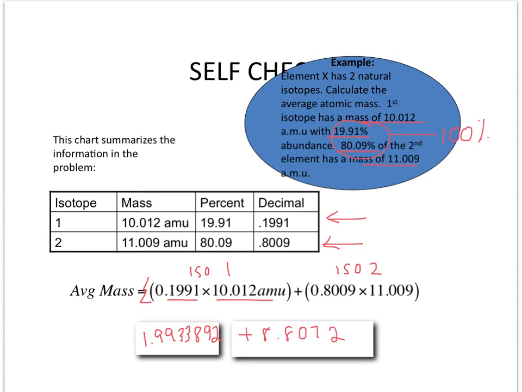When we do the product of 0.8009 times 11.009, we end up getting 8.8072. We're going to add those numbers together and round to two to three digits to the right of the decimal point, and we end up getting 10.81. The unit is AMUs. And if you look to the periodic table and find the element that has that mass, you'll notice that it is boron.